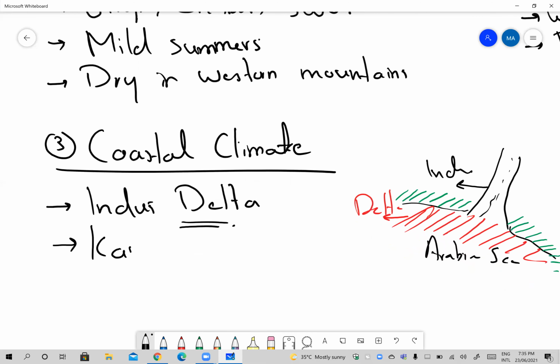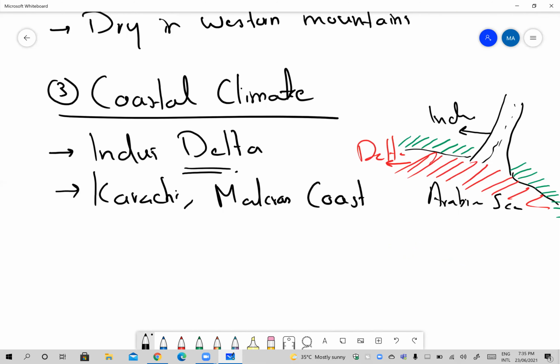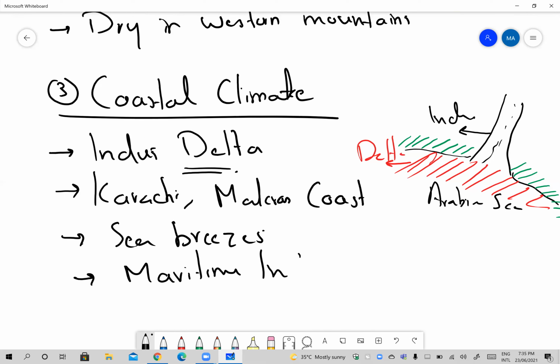Specific examples: Karachi, Makran Coast, and the climate is dominated by the sea breezes. Sea breezes are all those winds that flow from the sea to the land and then from the land to the sea. It also experiences this factor known as maritime influence. I'm going to explain this as well. Maritime influence is basically the effect of the presence of the sea. The sea keeps the temperatures low during the day.